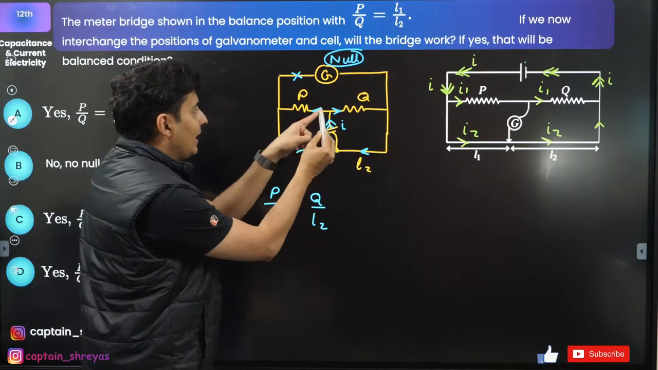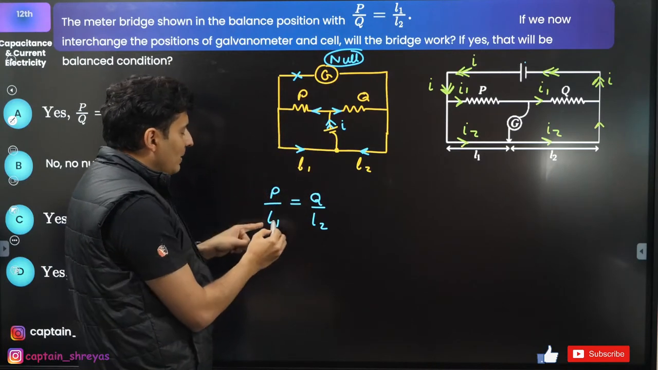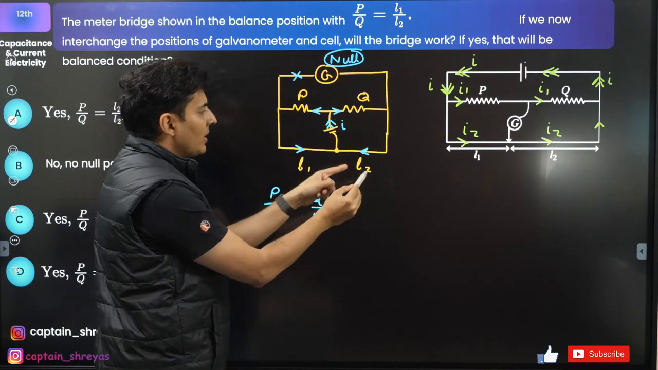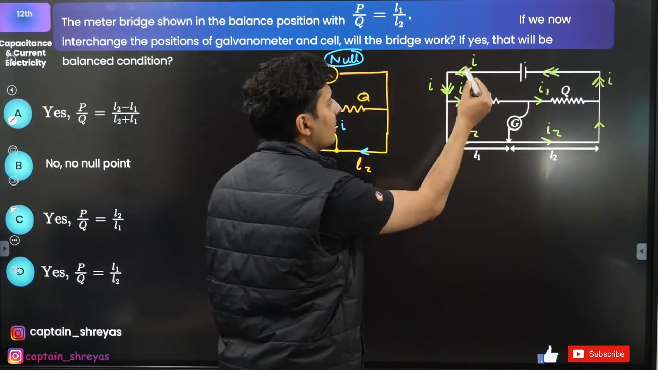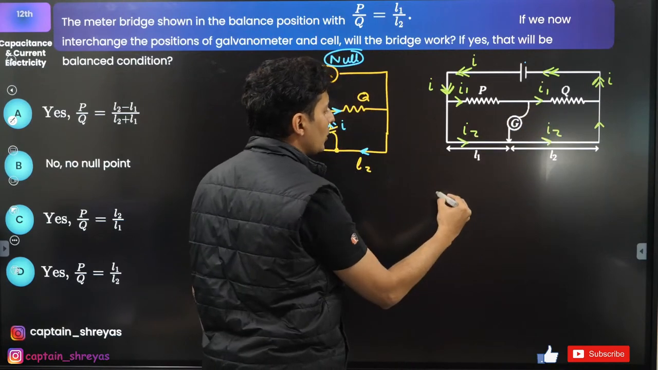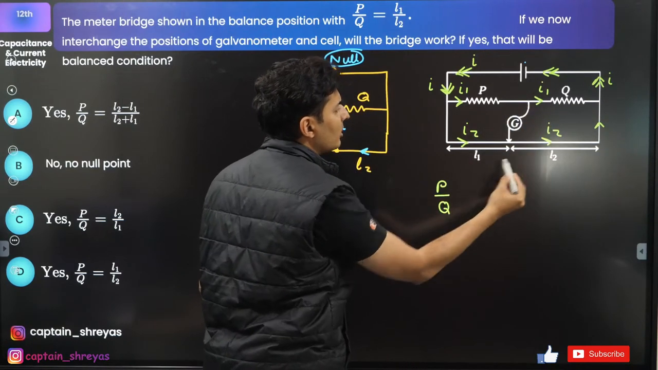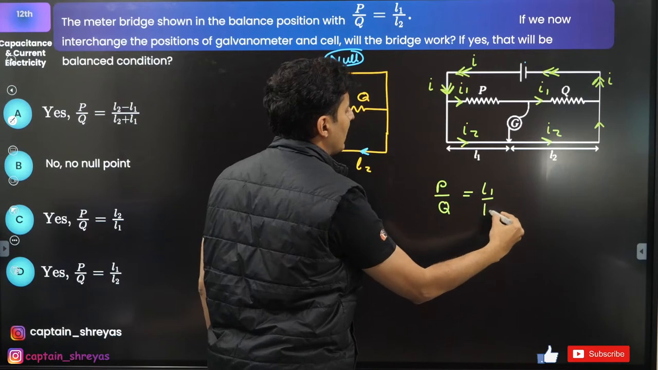Whatever current goes through P is also going through L1. So P by L1, and whatever current is going through Q is Q by L2. Over here, what is the formula that you will write? Think about it. Whatever is going through P is also going through Q. So P by Q. Whatever is going through L1 is also going through L2, so L1 by L2.